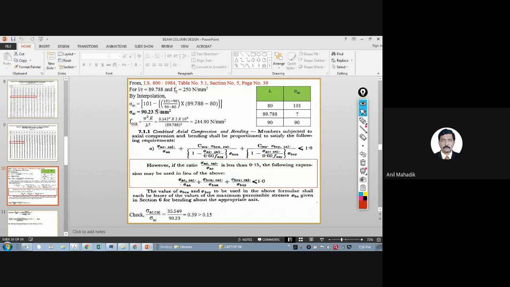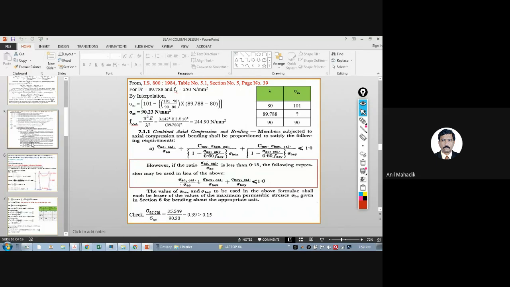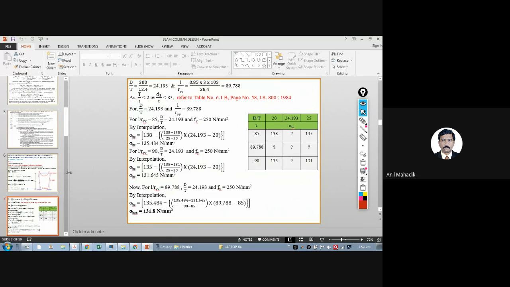Now there is a bending moment also. So how do we get the bending permissible stresses? We have just learned it. It depends on D by T, L by R, T by T, D1 by T, and table 6.1b. From it you get the permissible stress for bending compression. So sigma BC permissible is 131. So these are the two things.